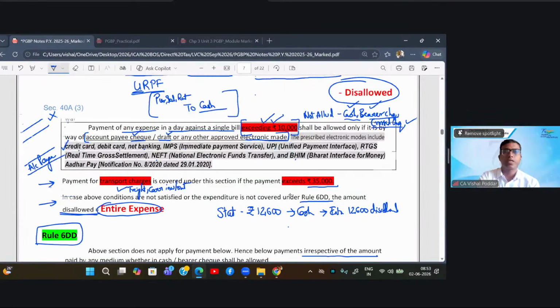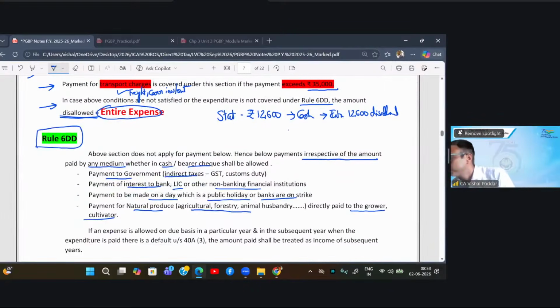Students, is this clear to all? Yes, students, clear.